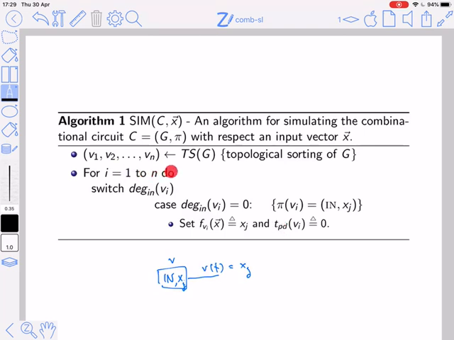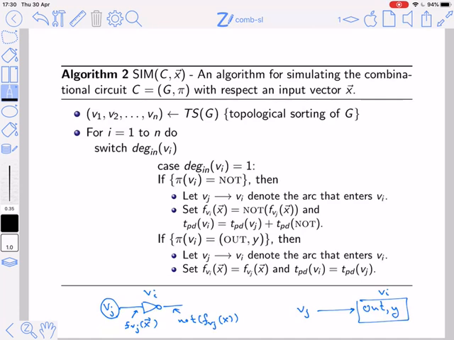In this scanning of the vertices, we need to consider three cases. Either the in-degree is 0, or the in-degree is 1, or the in-degree is 2, because we assume that the fan-in is bounded by 2. If the in-degree is 0, then Vi is simply an input gate. It feeds xj, and we know that the value of the output of this vertex is always xj, and this will happen immediately. So we assign fVi of x to be equal to xj, and the propagation delay of Vi to be 0.